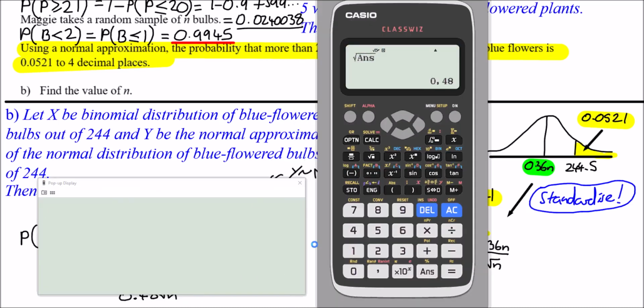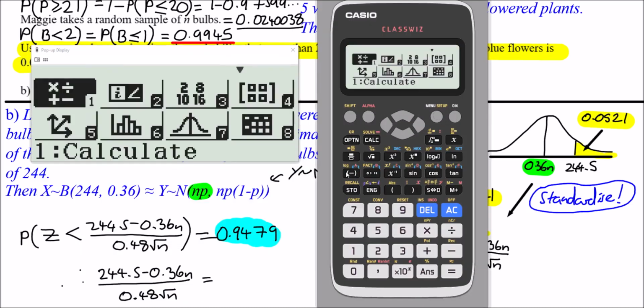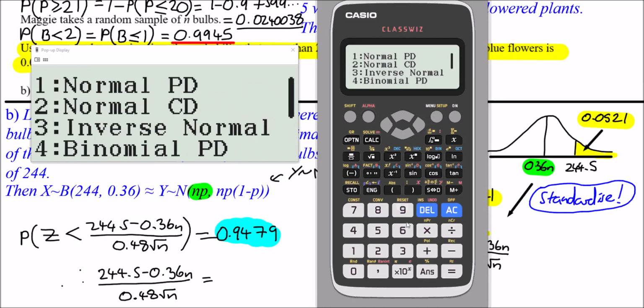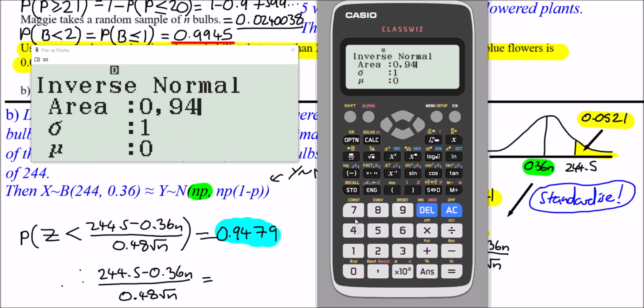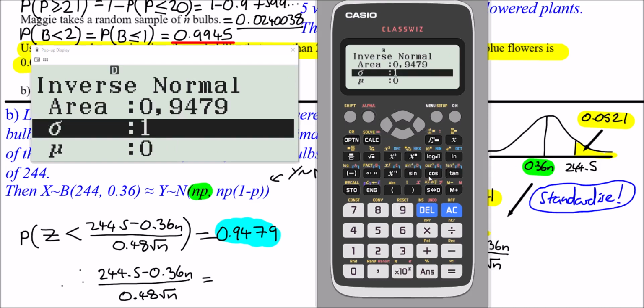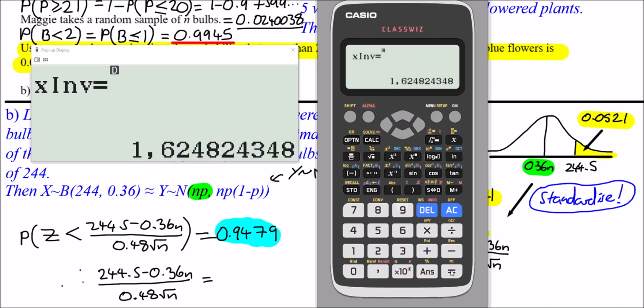So recalling how to do this, it's menu, option 7, we're going to go for inverse normal, option 3. So our required area of this curve is 0.9479, and it is the standardized normal which we got it into. So we leave sigma as 1 and mu as 0, press equals and equals again. We require this value here to be 1.6248. So I'm going to give this in its full number here, so we don't have any rounding error.